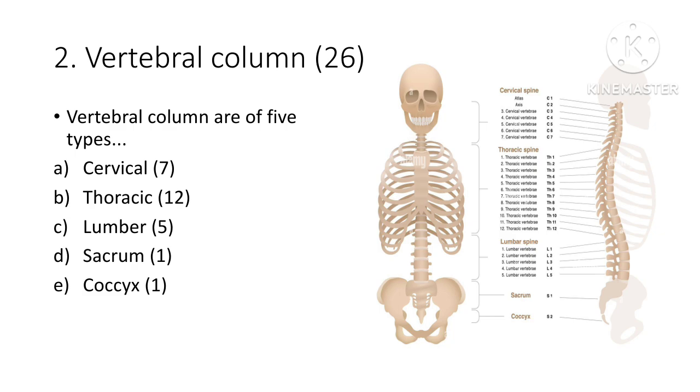The thoracic vertebrae are located in the upper back and are larger and less mobile than the cervical vertebrae. The thoracic vertebrae articulate with the ribs and help to protect the thoracic organs, such as the heart and lungs.